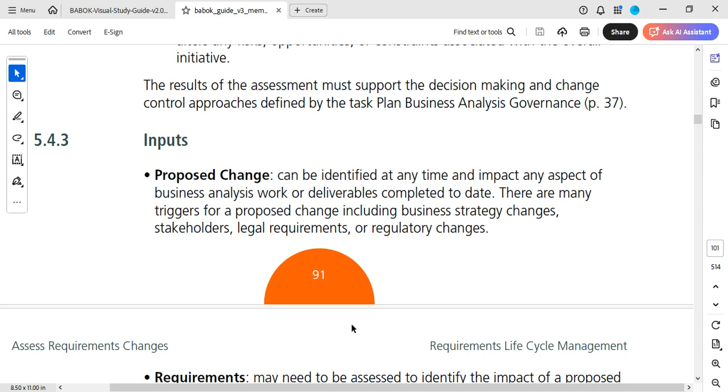You don't want to be in the black book of your stakeholders. So you do due diligence so that they would even buy in. They would understand why you are recommending this. And remember, they have the final say, no matter what. There are many triggers for a proposed change, including business strategy changes.